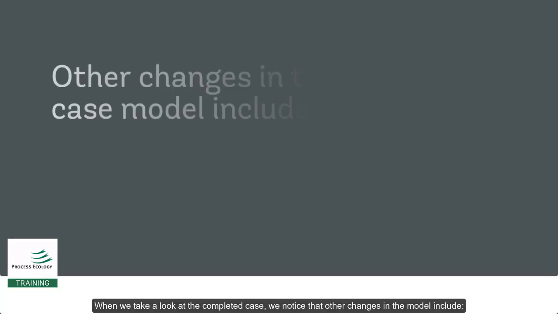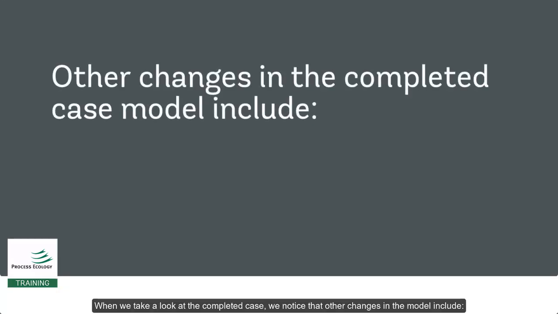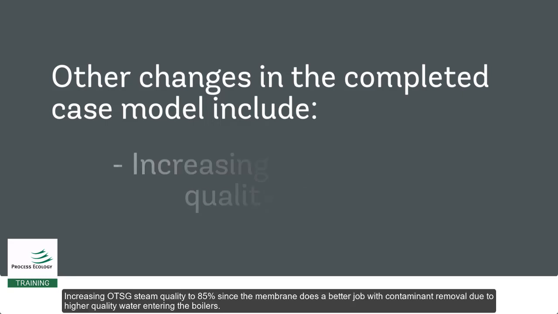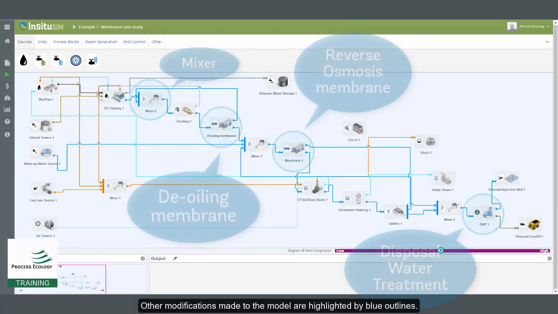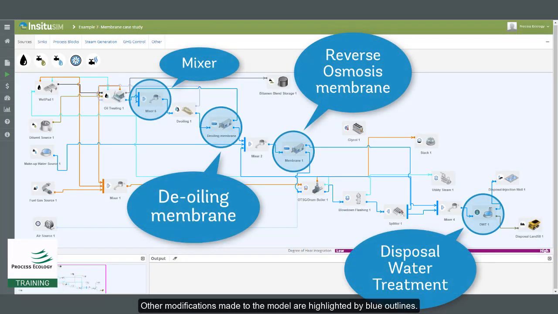When we take a look at the completed case, we notice that the other changes in the model include increasing OTSG steam quality to 85%, since the membrane does a better job with contaminant removal due to higher quality water entering the boilers. Other modifications made to the model are highlighted by blue outlines.